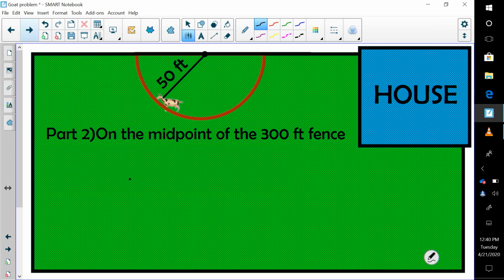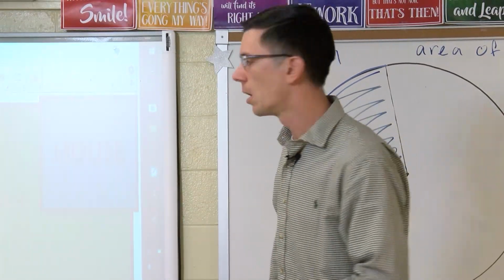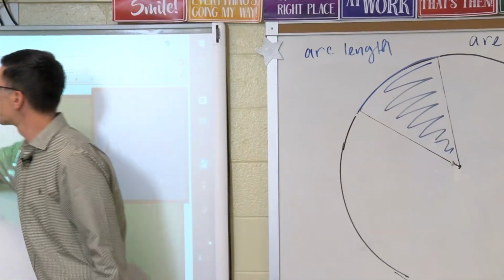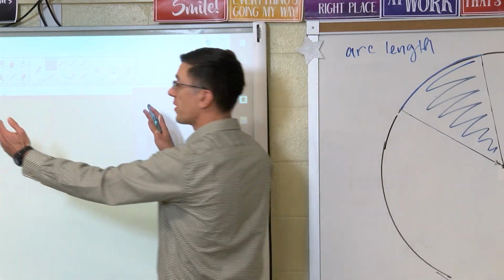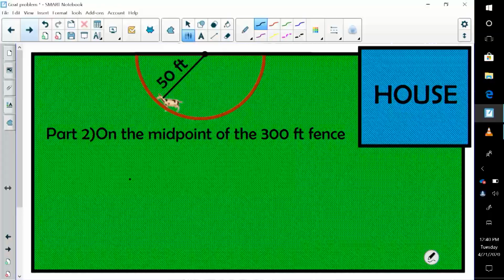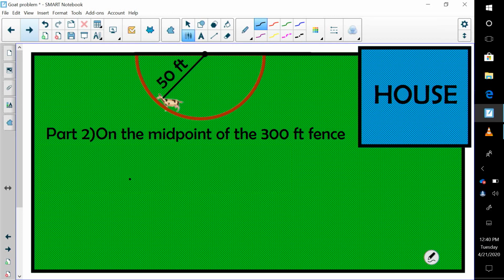Now let's move to part two. Bill decides to move Pumpkin to this fence. This fence is 300 feet long, and Bill has placed Pumpkin on the midpoint of the fence, which means it's 150 feet on either side. Now we want to find the area of this region that Pumpkin will graze in.